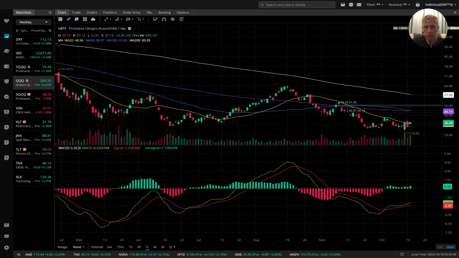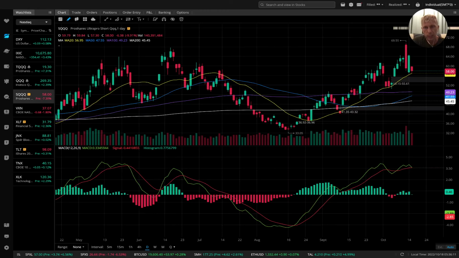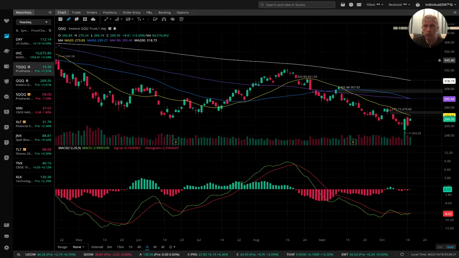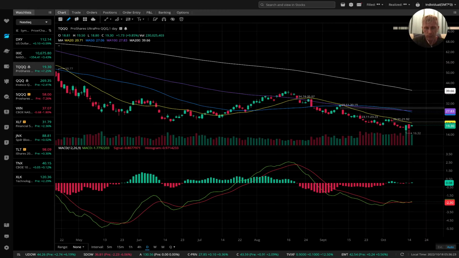Anyone can buy QQQ, but QQQ is just a regular index ETF, sorry. Okay, when QQQ goes down 1%, SQQQ goes up 300%. When QQQ goes up 1%, TQQQ goes up 3%. You can make 300% on each run. Let me show you how it works.